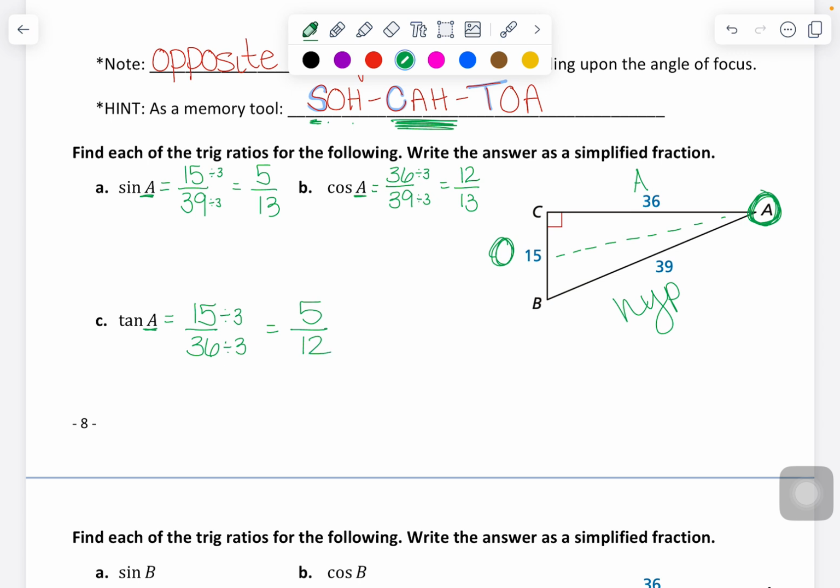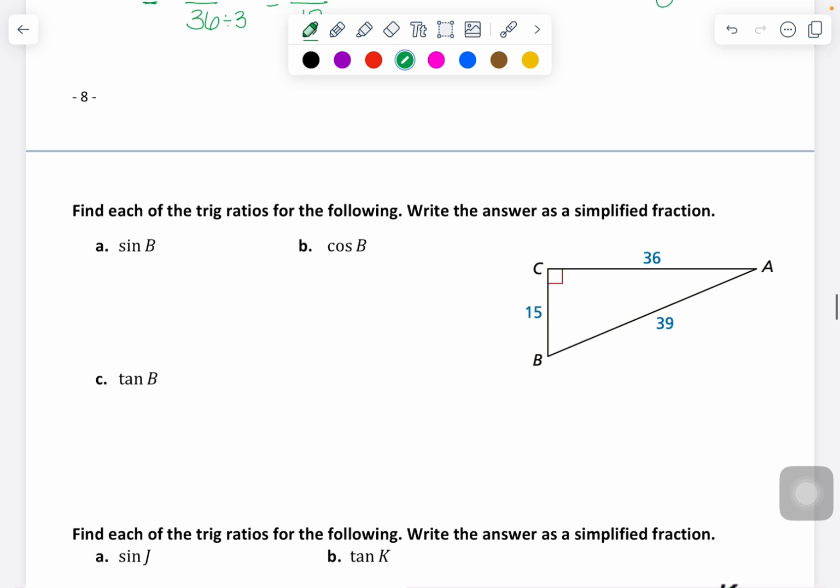The nice thing about simplifying these fractions is, generally speaking, if you're working with whole numbers, they're all going to divide by the same thing. So if you recognized 15 and 39 both divided by 3, then most likely the other ones are going to be divided by 3 too. It's a nice little trick that you can work with.